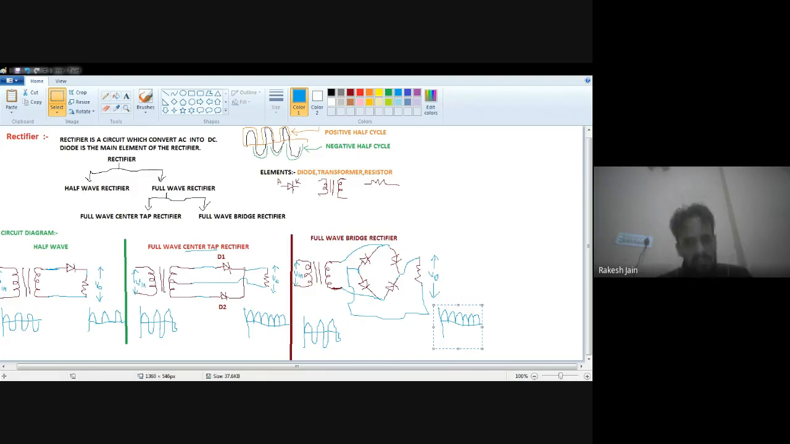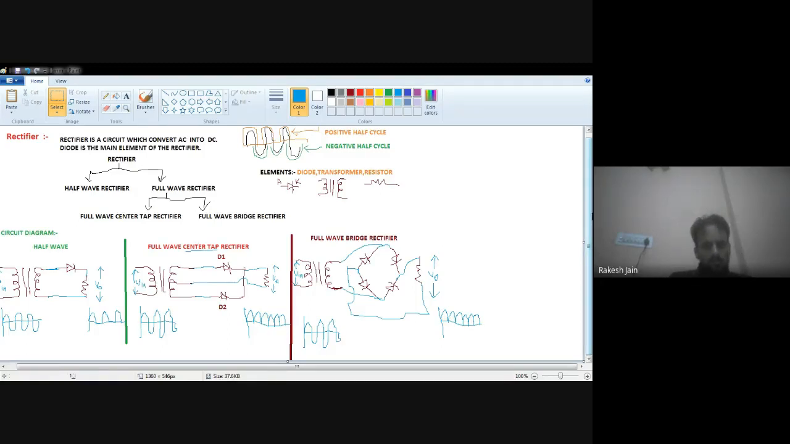Full wave bridge rectifier consists of the same waveform as the full wave center tap rectifier, only the positive half cycle, and even in the case of the negative half cycle of the input, we will find only the positive half cycle. Okay, and the basic circuit diagram you draw. So circuit diagram difference, number of diode difference, input and output waveform difference. These are the basic three differences you see in a half wave, full wave center tap, and full wave bridge rectifier.